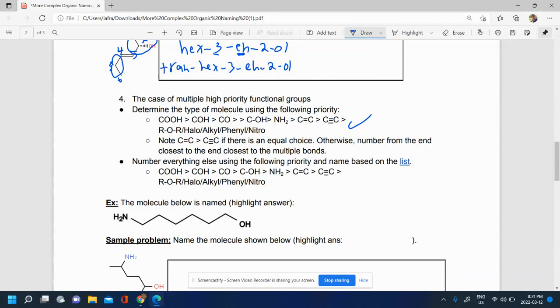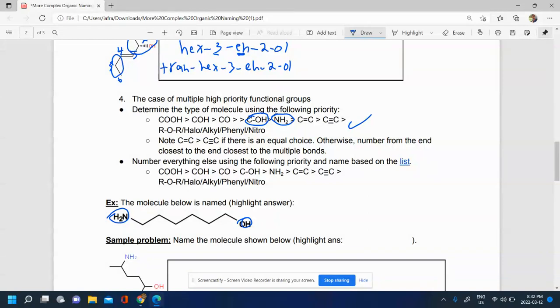So let's say you had both the OH and the amine group here. You have to determine if it's an amine, amino group, or a hydroxyl, an alcohol overall. And so to do that, you'd look at the priority list. And as we can see here, the alcohol is going to have a higher priority compared to the amine that's over here. So this molecule would be considered an alcohol overall. And then the amine would just become an amino group as a substituent. So you can follow that priority list there.